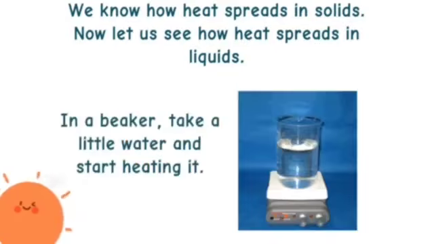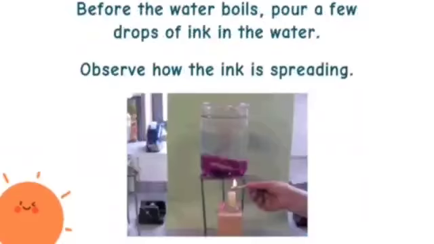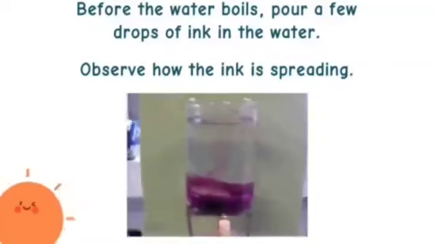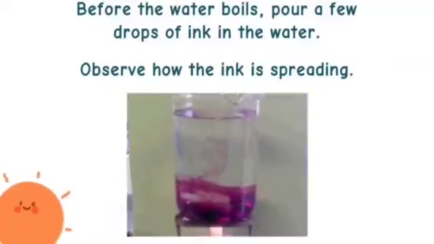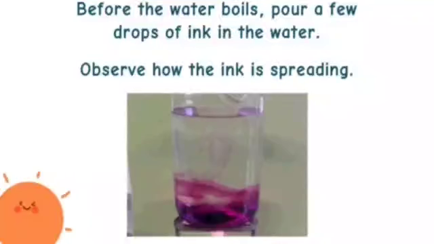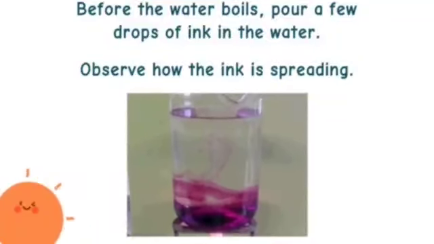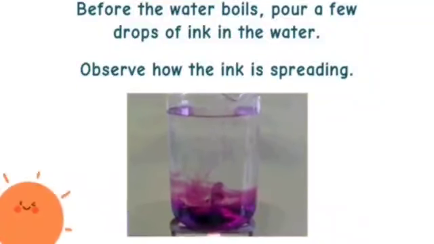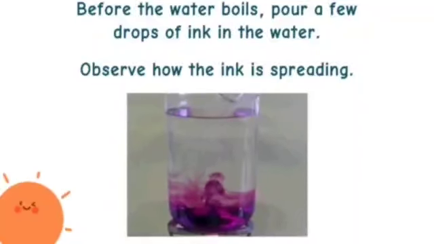In a beaker, take a little water and start heating it. Before the water boils, pour a few drops of ink in the water. Instead of ink, you can also use potassium permanganate crystals. Observe how the ink is spreading. You know, children, water is a liquid. Compared to solids, in liquids the molecules are arranged a little less tightly.